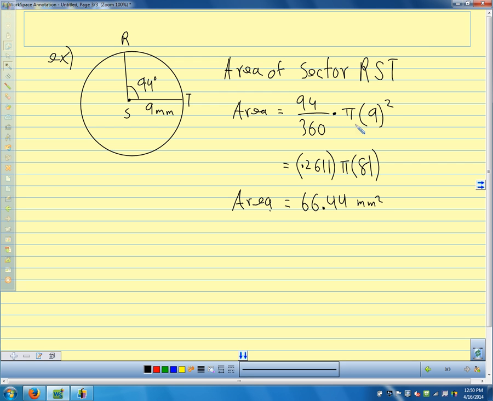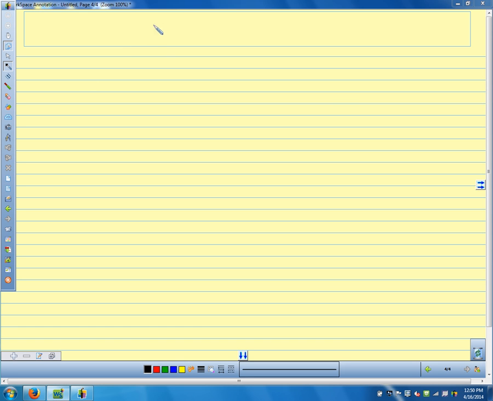All right, the last thing we need to talk about today are segments. So a sector is a wedge, a piece of pie, a piece of cake that we're cutting out of the circle, right to the center. A segment is a little bit different. So we want to figure out how to find the area of segments.